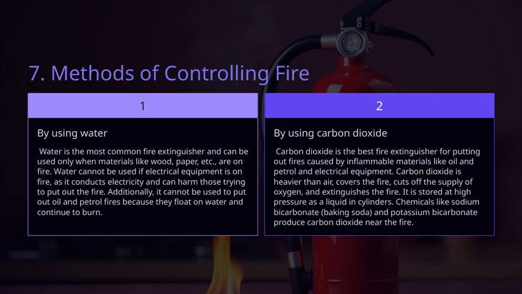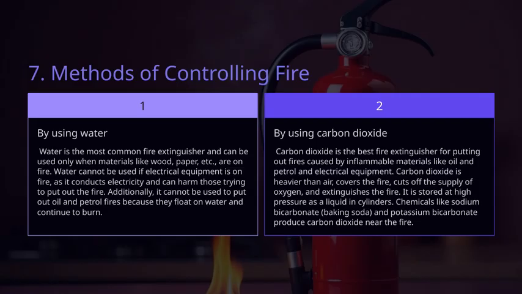But it's important to remember, water should not be used if electrical equipment is on fire, because water conducts electricity and can pose a serious risk of electric shock. Also, water isn't suitable for oil or petrol fires because these fuels float on water and can continue to burn even after being poured on.